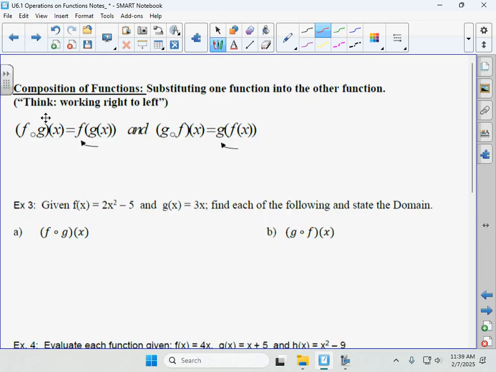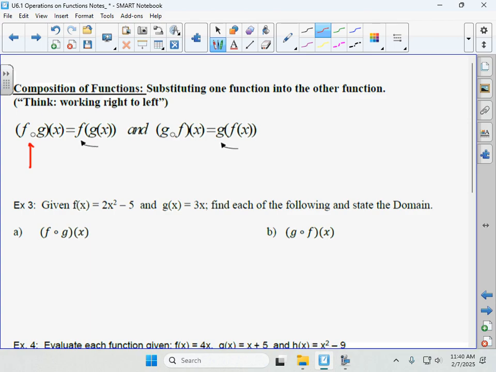All right, composition of functions. So this is where we substitute one function into the other function's variable. All right, and so when we do this, we want to think of working right to left, because you've got to work from the inside parentheses out. So we're working right to left. And so we have this symbol when we're talking about a composition. It's this open circle, right? And so we also call this an f o g problem, F-O-G.